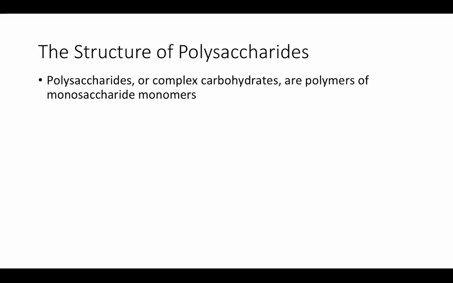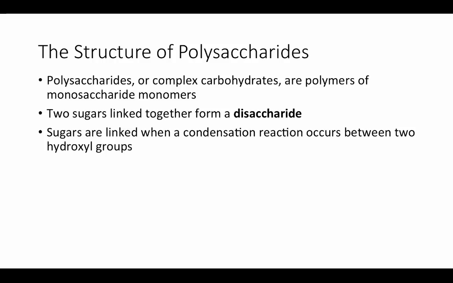So now let's think about the structure of polysaccharides. How do polysaccharides form? These complex carbohydrates are, of course, polymers of these monosaccharide monomers. The simplest case is 2 sugars linked together to form a disaccharide. And this happens when a condensation reaction occurs. So remember, this is going to kick out a water molecule as these 2 simple sugars link together.